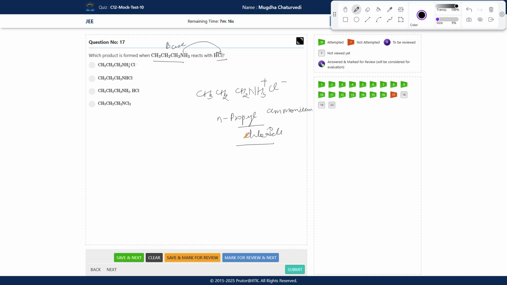When a primary amine reacts with HCl, it gives us ammonium salts. So the right answer for the 17th is A1. Now let us move on to the next question.